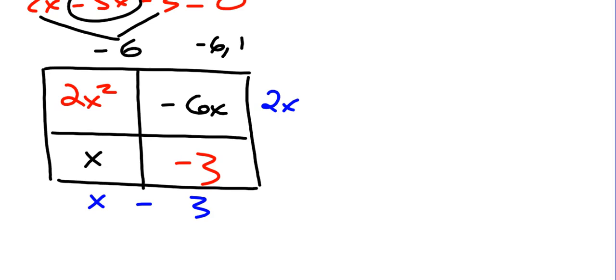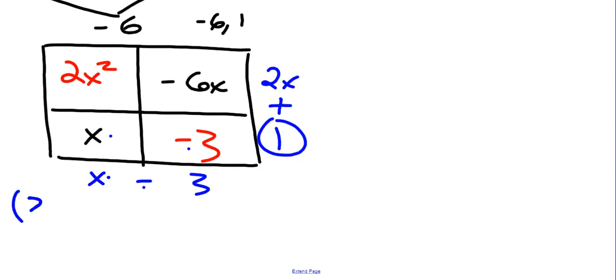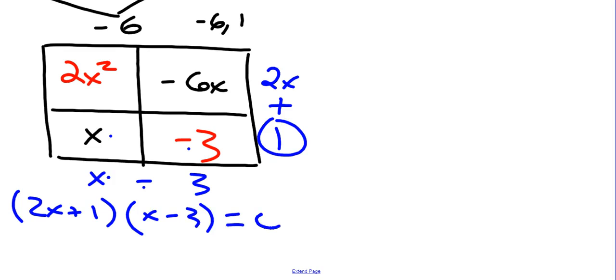Okay. So what you can do now is just check. This x divided by that x, what's left? 1. Check again. This 3 divided by this negative 3 is also 1. All right. So if you just have a 1 out here without a negative sign, that means positive. So your factors are 2x plus 1 times x minus 3. And that's still an equation, so it's still equal to 0.